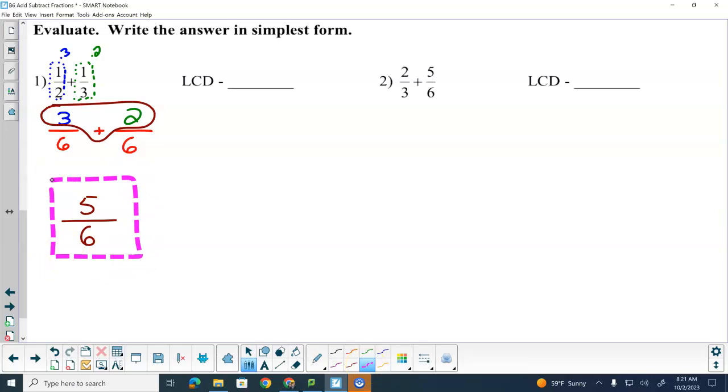LCD would be the least common denominator. So in this case, our LCD was 6. It was our common denominator. If you go with the least common denominator, the LCD, then you potentially don't have to reduce at the end. If you go with another number that both 2 and 3 could go into, like 24, then you'll have to reduce at the end.